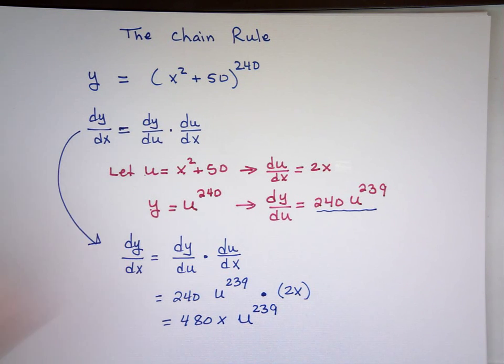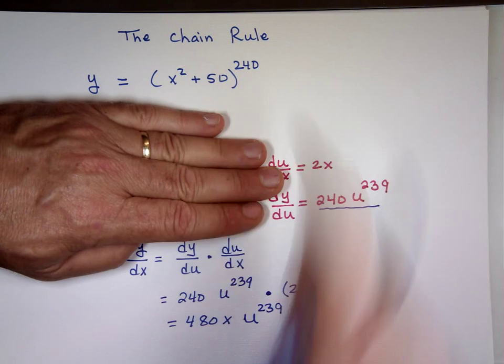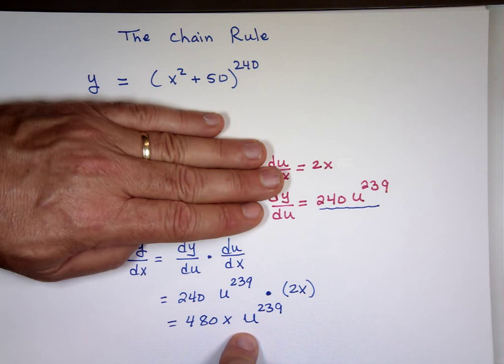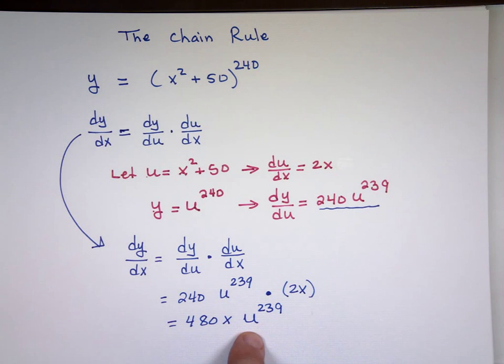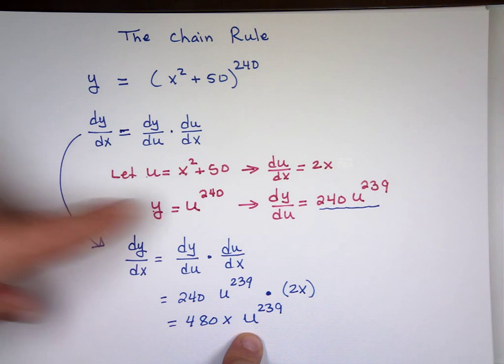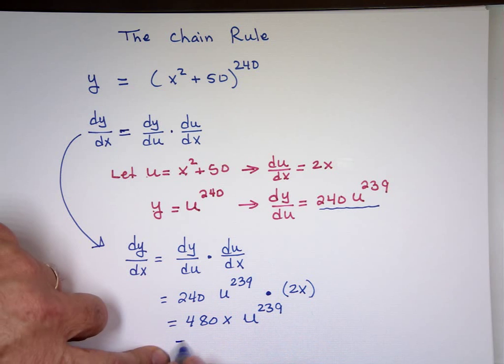The only thing I need to do now, when we started the problem, look at the problem. There's no mention of u. Your answer has a u in it, so you can't leave the u in it. You got to change it back to x. What is u equal to? x squared plus 50. So yep, take the u out, put x squared plus 50.